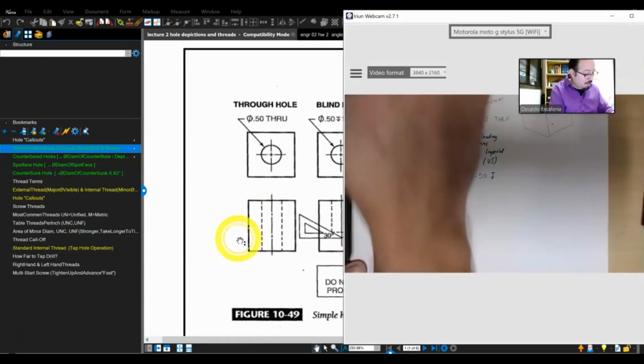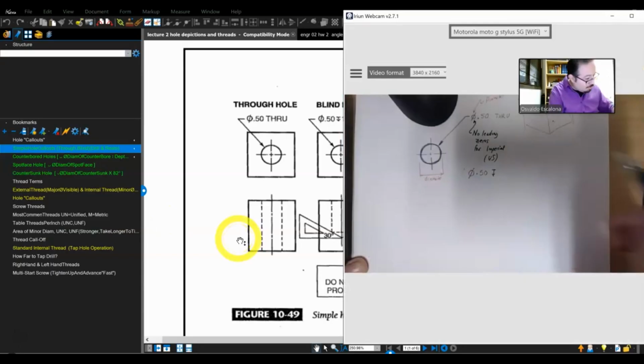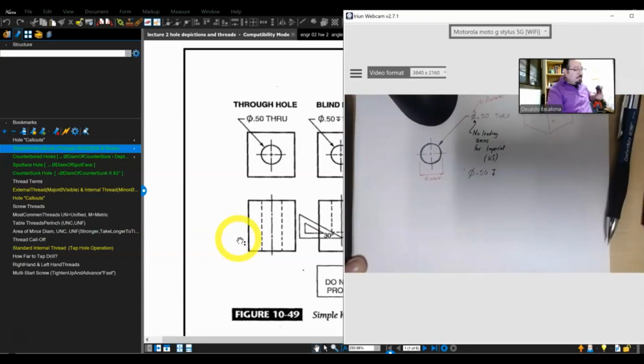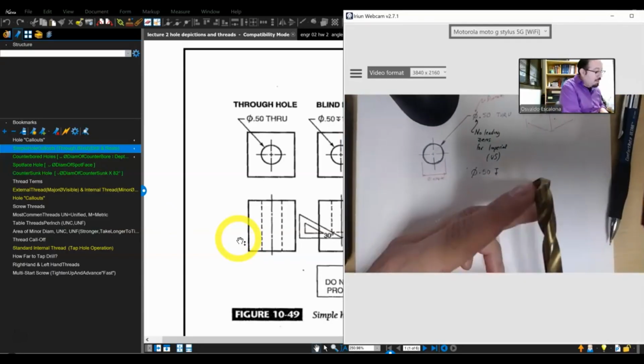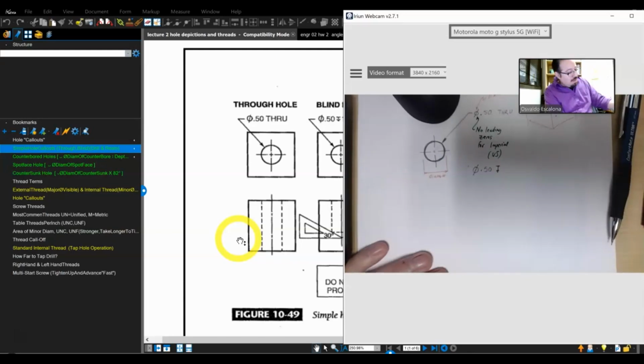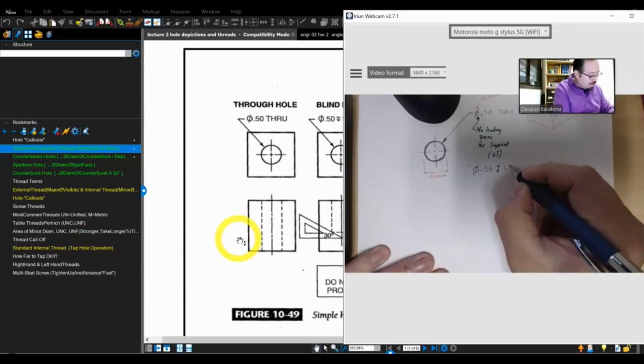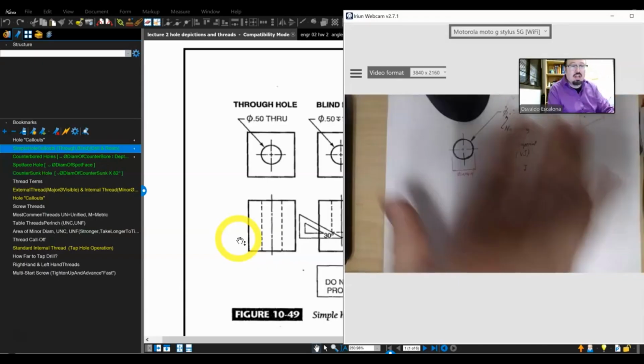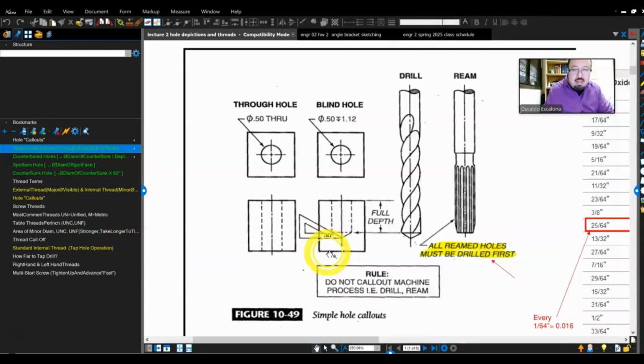So the effective depth is, if I were to have my drill bit, the effective depth will be up to this point. Right there, okay? So again, this is 1.12, which is 1 1/8. And that's how you will call it out. You will see it here at the end.